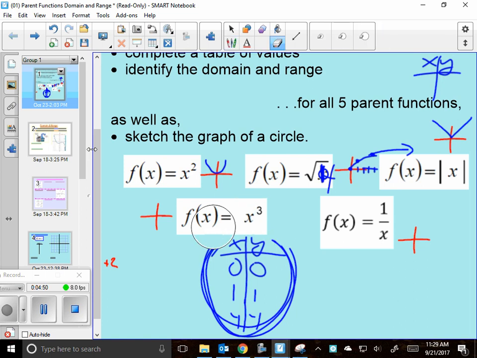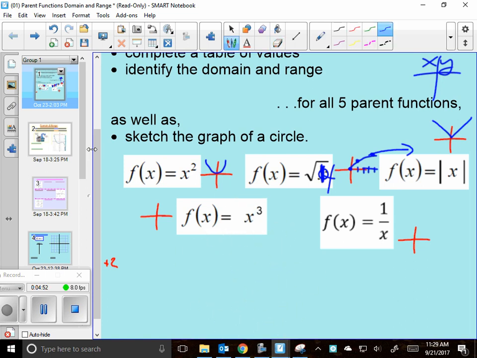All right, so back to, do you know what this guy looks like? X to the third. I just showed you a few points, but do you remember that one? Miss M? That is correct. It's like this.